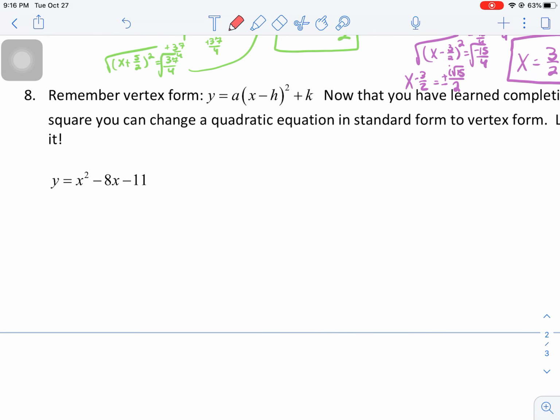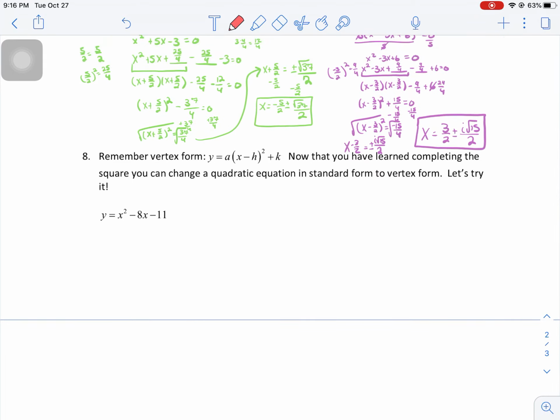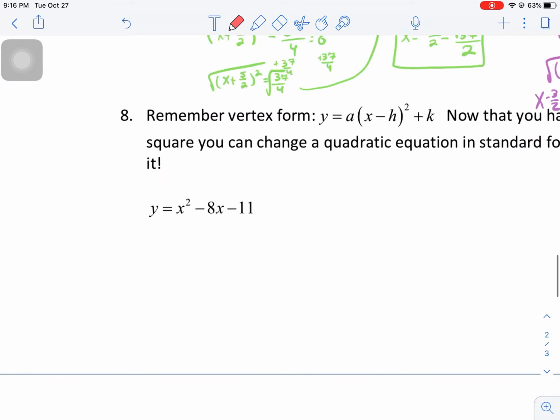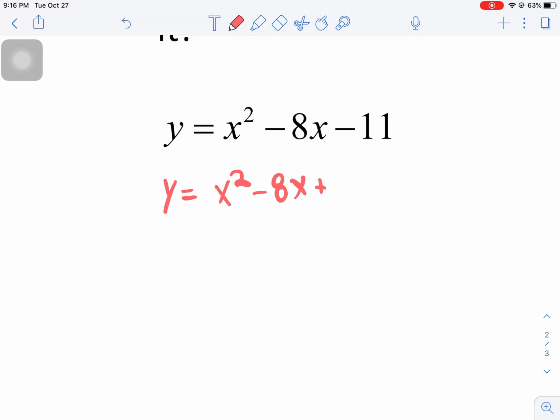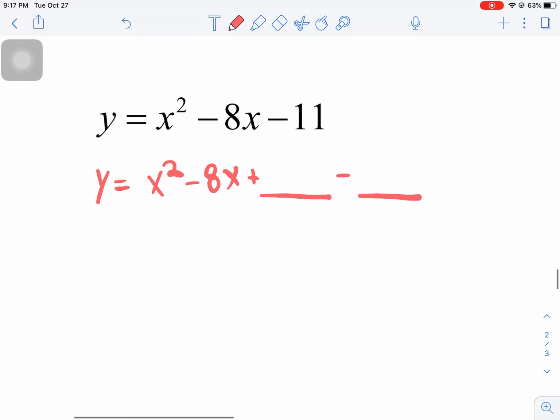So, number 8. Remember vertex form, y equals a times x minus h squared plus k? Now that we've learned how to complete the square, you can actually change a quadratic from standard form to vertex form. So the reason I like to set my equations equal to 0 is because of this, changing from standard to vertex form. So we're going to treat this y as if it's 0, and we're going to say y is equal to x squared minus 8x. Because it's already set equal to 0, we do our plus, our minus, and then minus 11. And then we're going to complete the square.